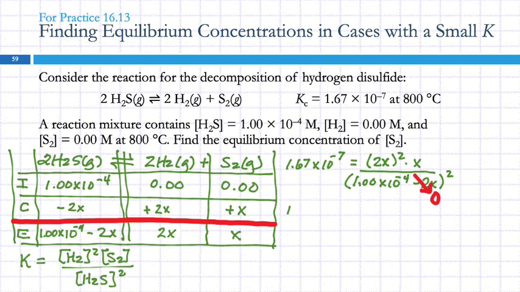what do we have then? We've got 1.67 times 10 to the minus 7 is equal to, so the quantity 2x squared is 4x squared, right? And then we're multiplying by another x. So this is 4x cubed up here. And then this is 1 times 10 to the minus 4 squared.